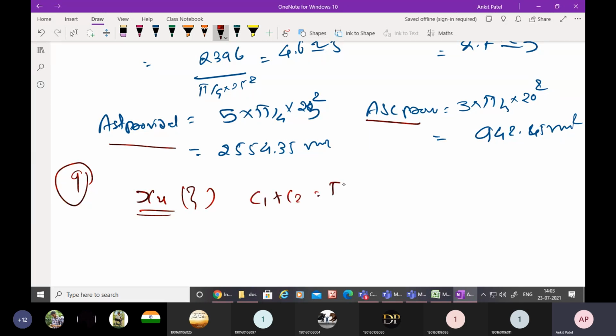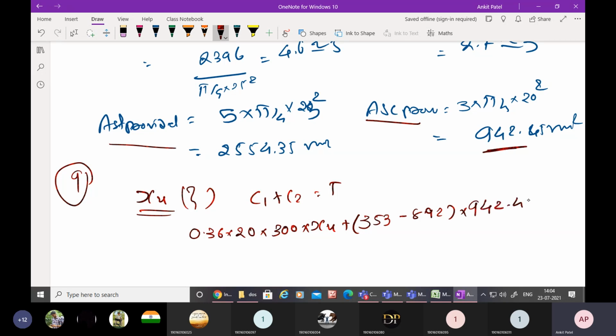Again, C1 plus C2 is equal to T, we need to use. Now what is your C1? So 0.36 into FCK, which is 20, into B. B is given in our case, and B is your 300, into XU, plus FSC that we have calculated, 353, minus 8.92 into ASC. Over here we need to use the value of ASC, that is ASC provided, which is 942.45.